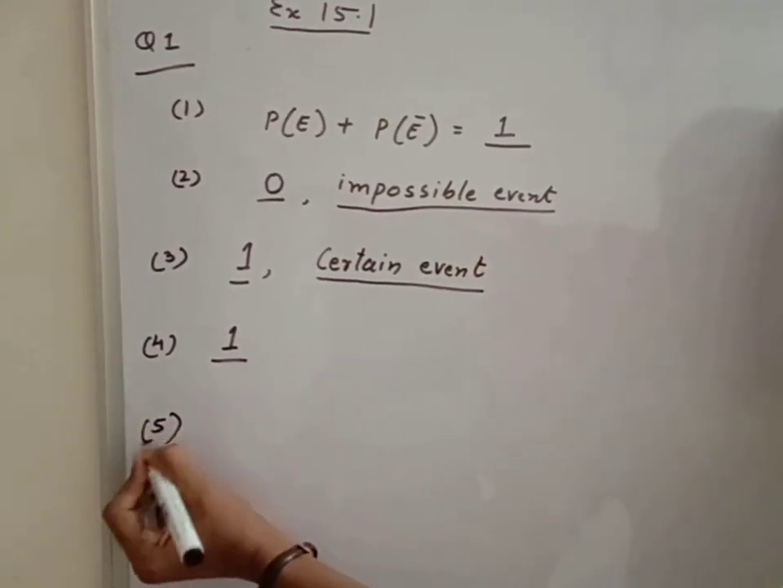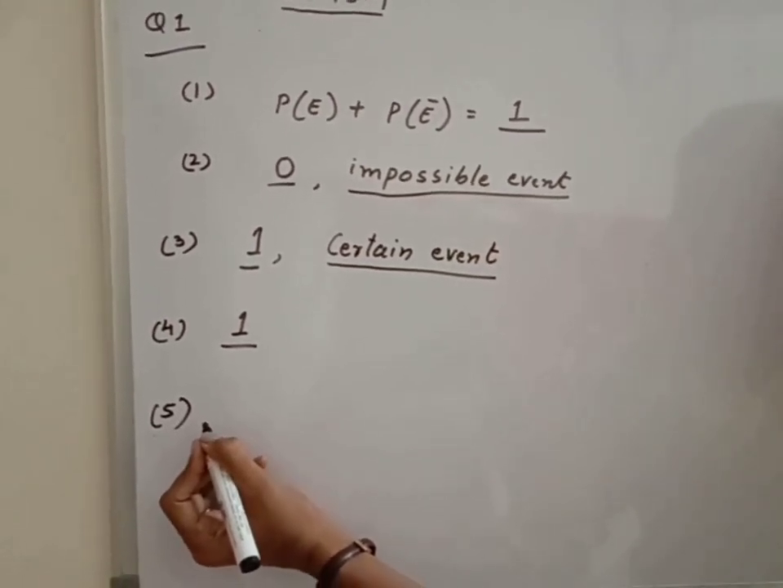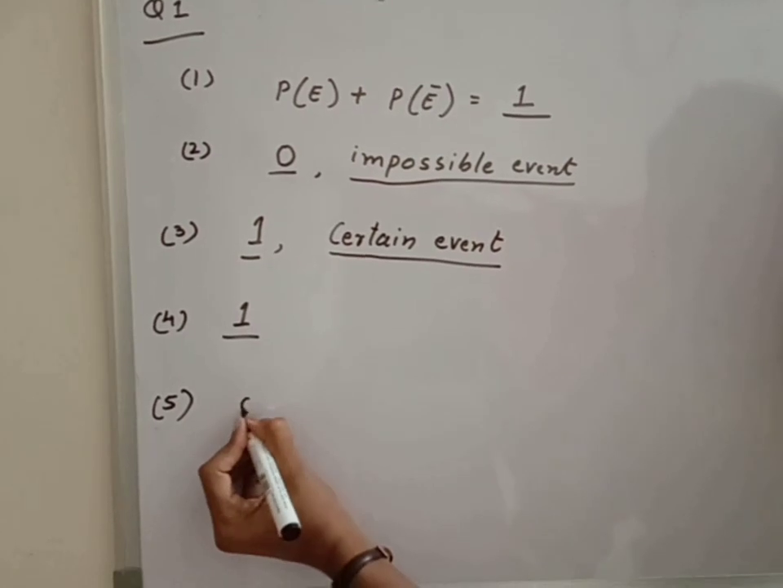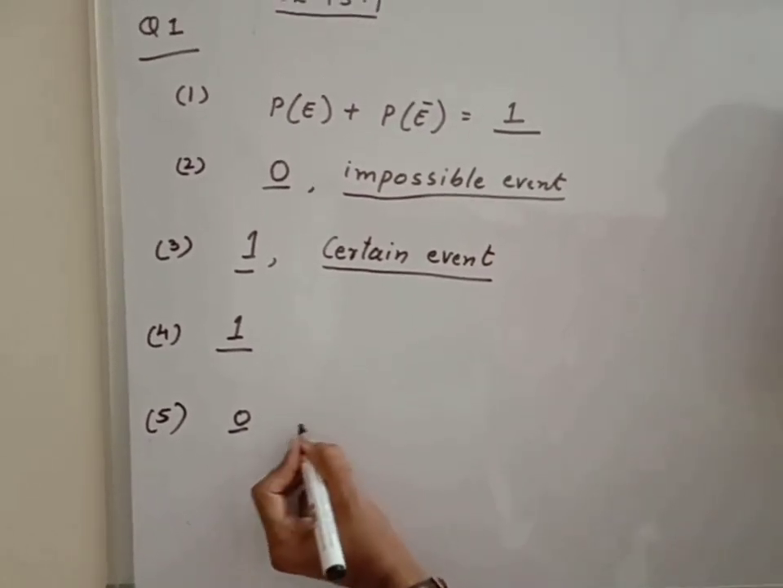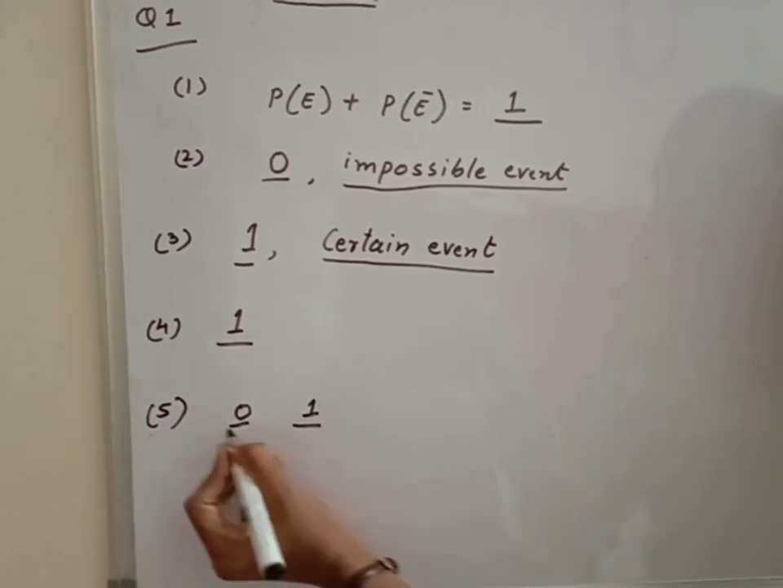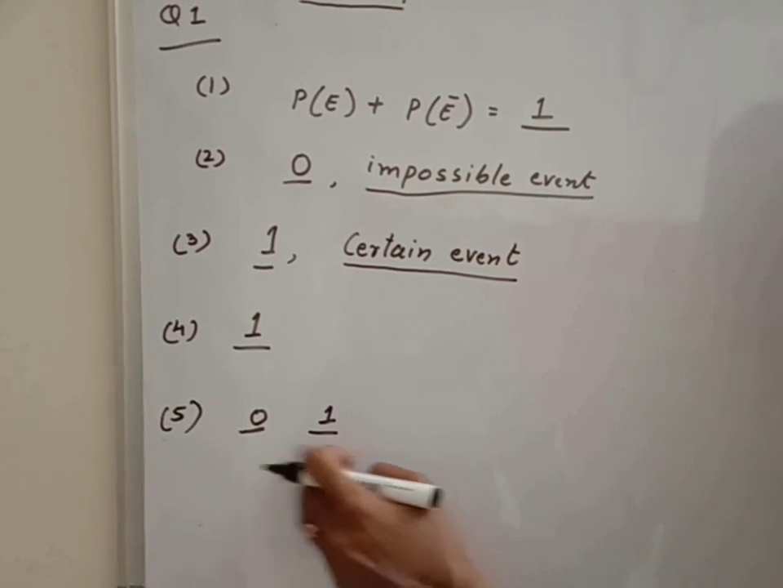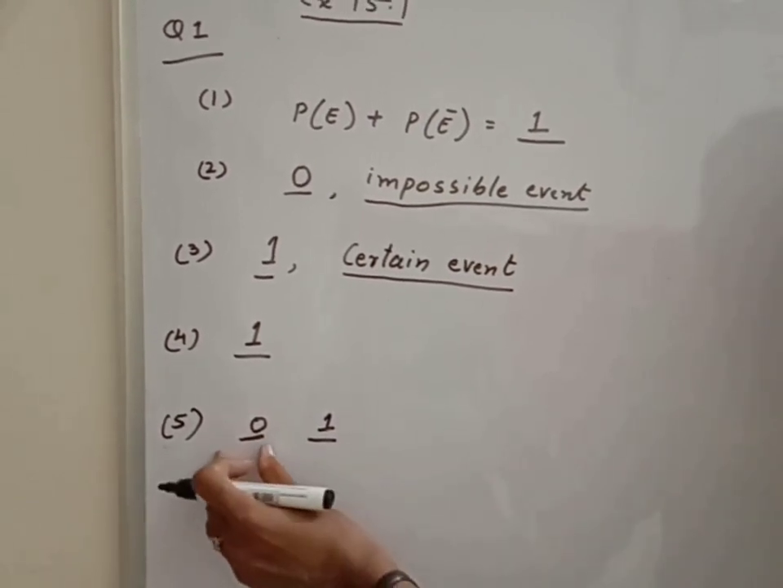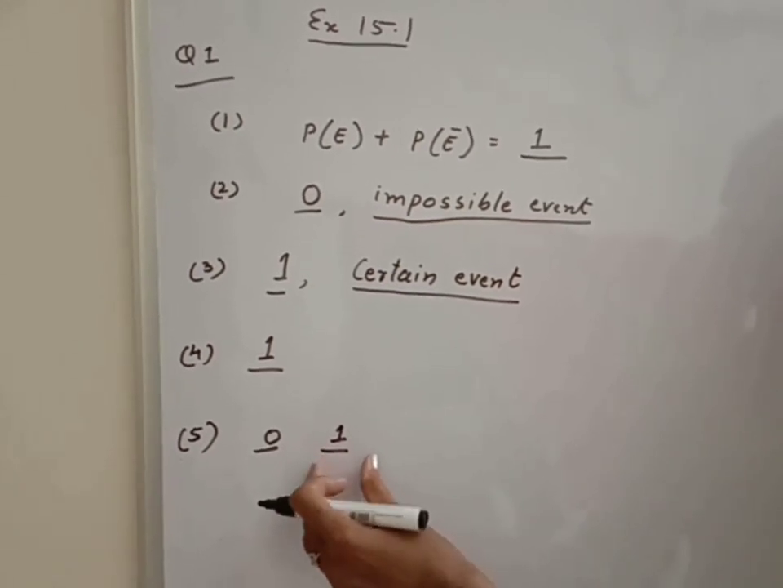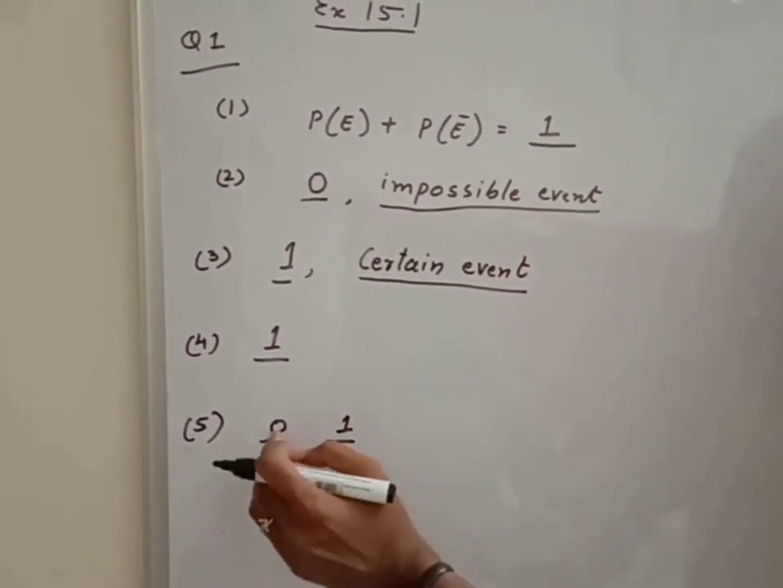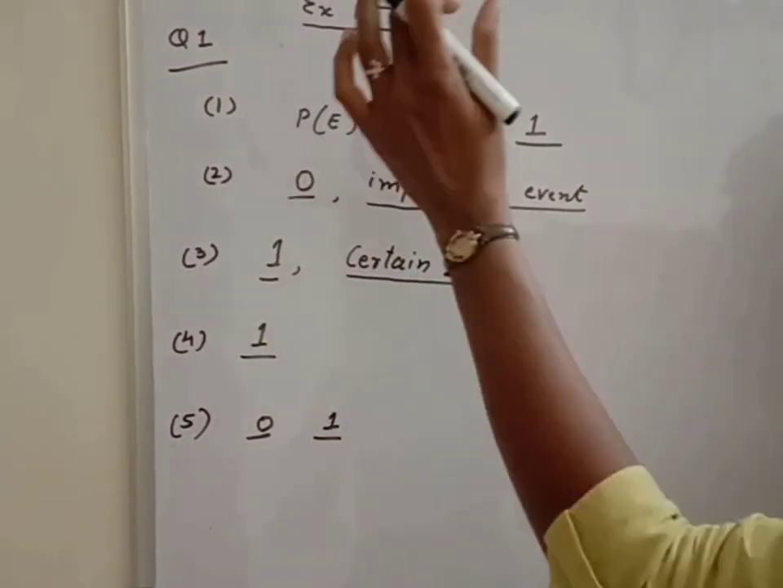Question number 5. The probability of an event is greater than or equal to 0 and less than or equal to 1. So, the value of probability lies between 0 and 1. If it is impossible, probability is 0. If it is 100% possible, probability is 1, and the remaining values lie between 0 and 1. So this is our first question of exercise 15.1.